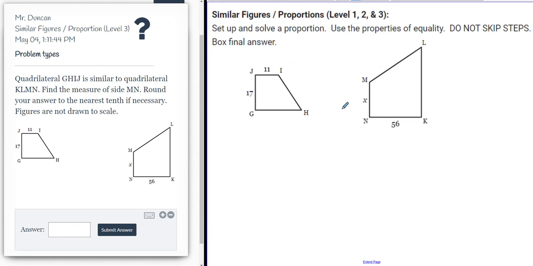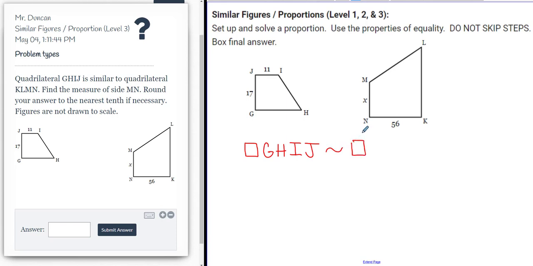So the first thing I want to do is name this one here. They called this GHIJ. So GHIJ, and that's a quadrilateral. So we'll put a quadrilateral. This squiggly here stands for similar to.